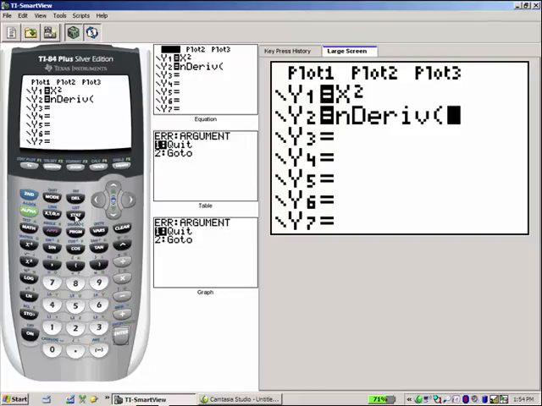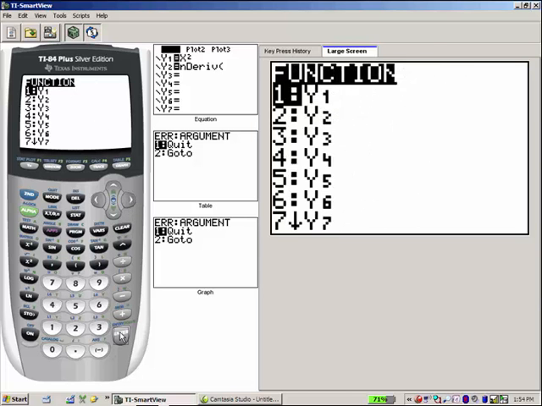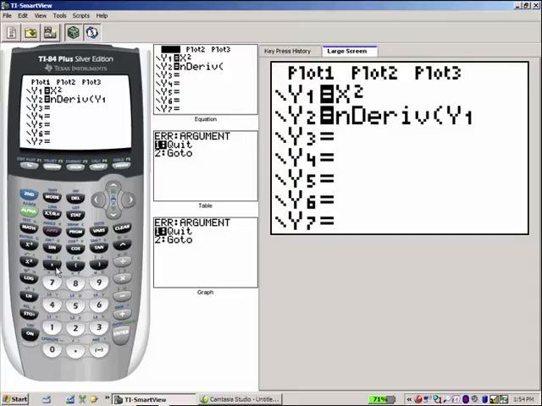I'm not doing any problem, I'm just doing what I want to talk about. Of what? We can pick Y1, or if you wanted to, you could actually type in x squared. I'm going to do Y1. And we would tell the calculator that the variable is x.